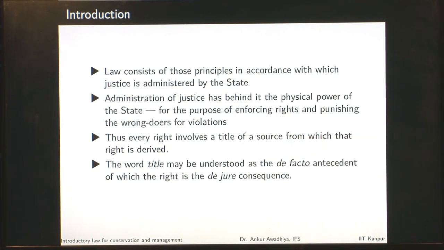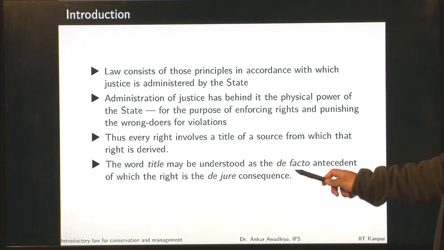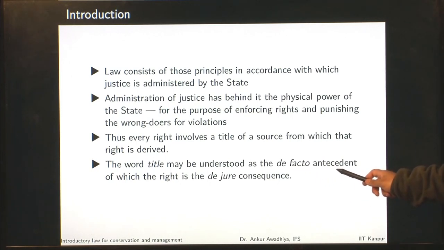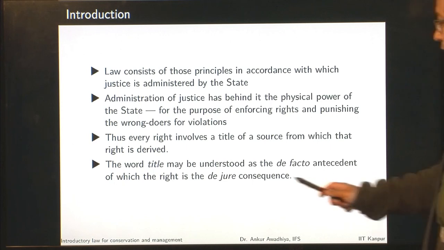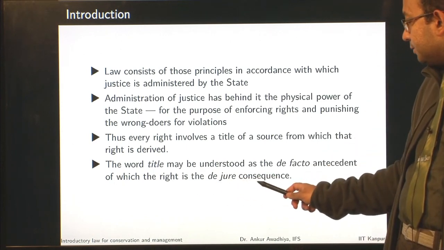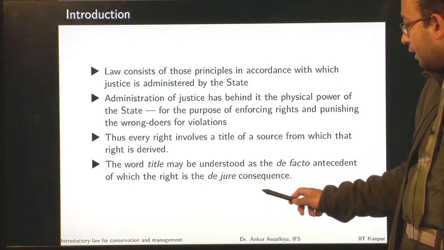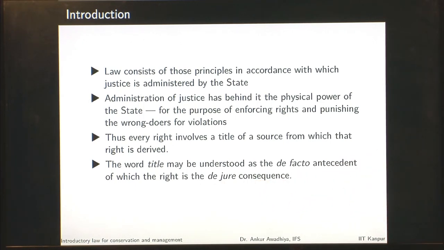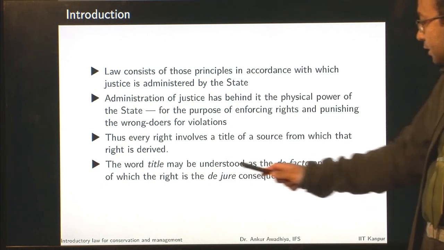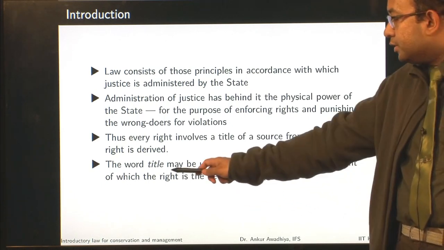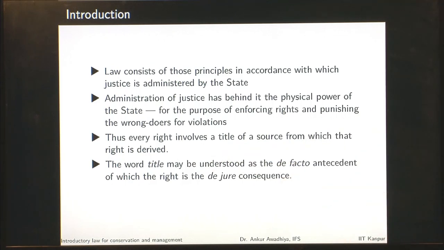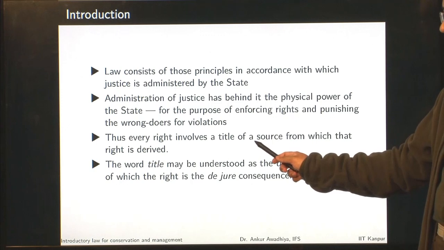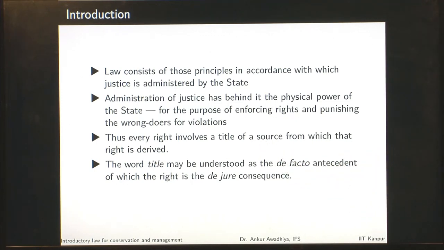The word title may be understood as the de facto antecedent. De facto means in fact. Antecedent is coming before the right. And the right is the de jure consequence. De jure means of law. And it is the consequence, that is, it is coming out of this particular source. So, the title is the de facto antecedent of the right, and the right is the de jure consequence of the title. And every right involves a title of a source. So, there is a source that gives people different rights.